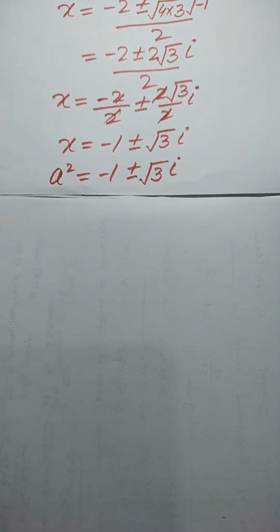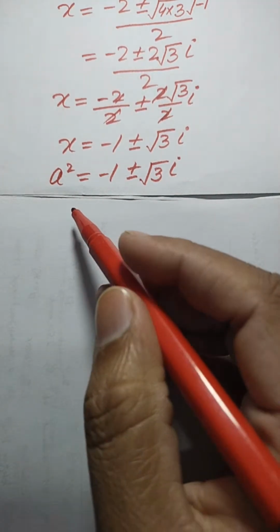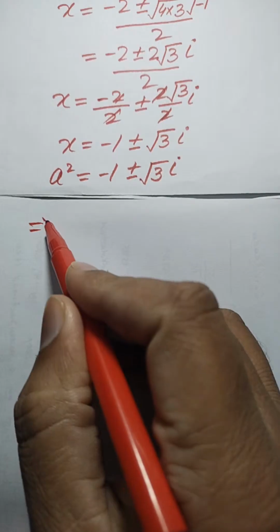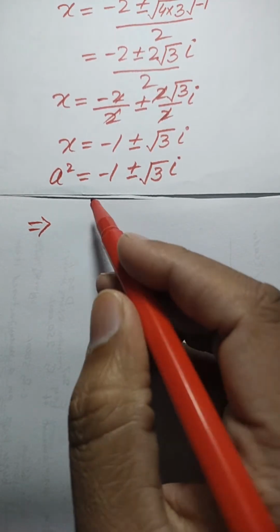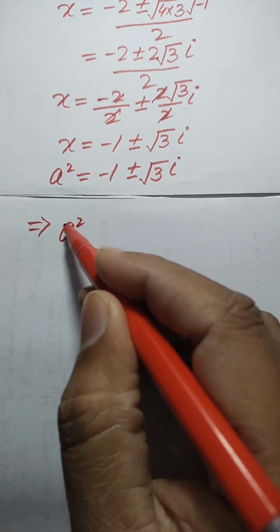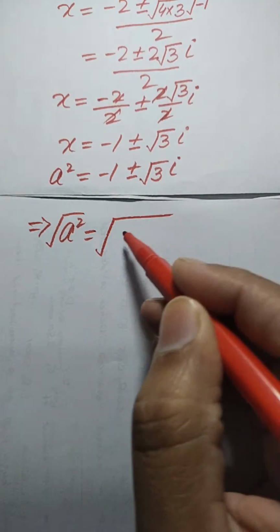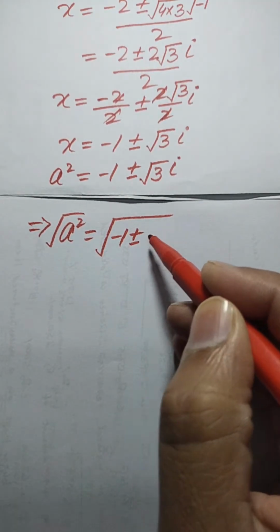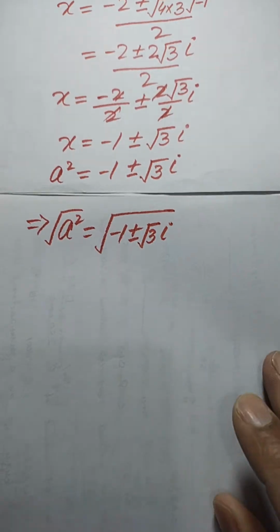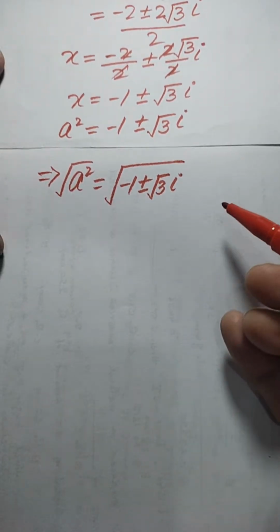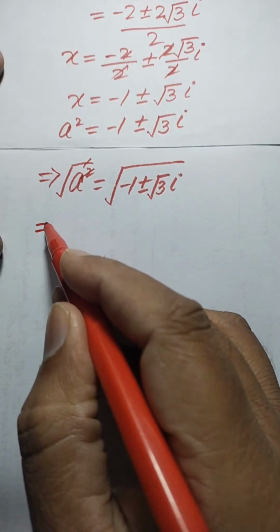So this is the value of a squared. Here, in order to find the value of a, we again take the square root on both sides, and a squared becomes a, and its square root is equal to the square root of minus 1 plus minus square root of 3 times iota. After a little simplification, you see the 2 and the square root are gone.